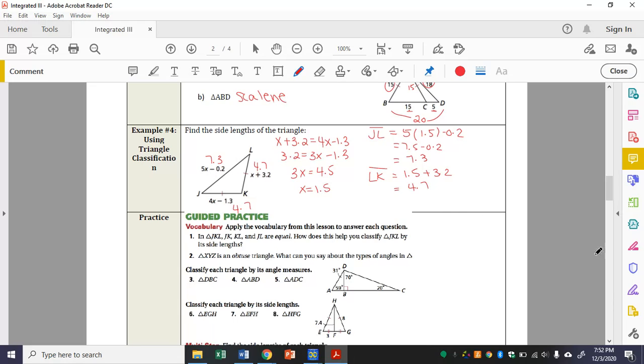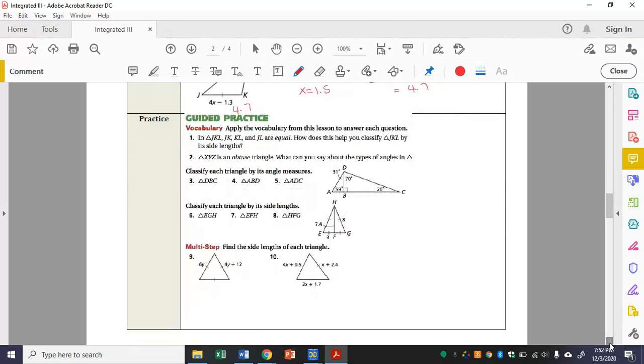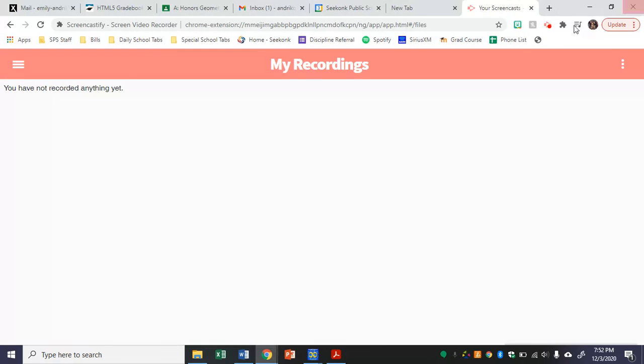I want you guys to take a second. I want you to pause the video here and try this guided practice. Try these problems on your own. When you finish and unpause the video, I'll put up the answers and review them quickly. But I do want you guys to try these on your own first and see how you do, okay? So take a second and go ahead and pause the video here.